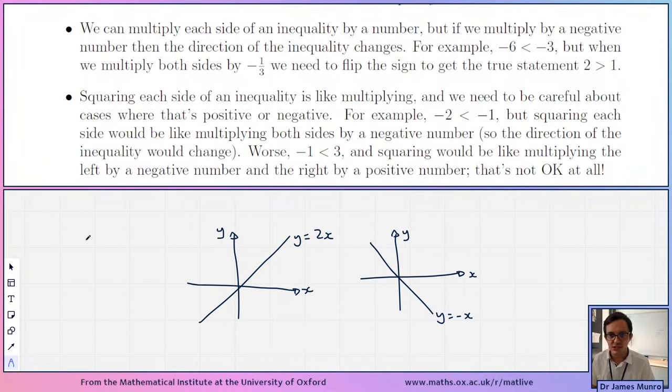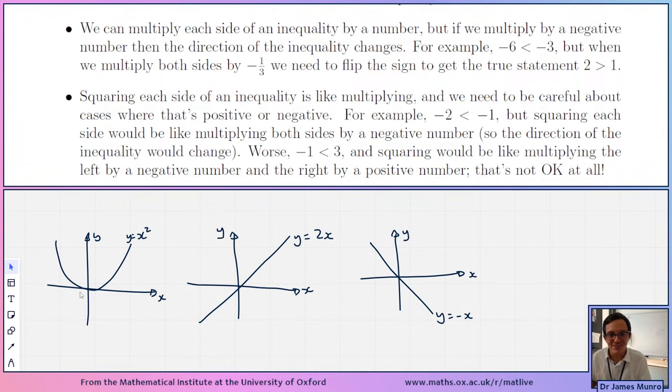But this is the other case. If I think about the function y equals x squared, going through the origin, there we go. Then that's not an increasing function or a decreasing function. It kind of increases in one place and decreases in another place. So if I put in a larger value of x, then I might get something that's bigger for my value of y, or I might get something that's the same size, or smaller.